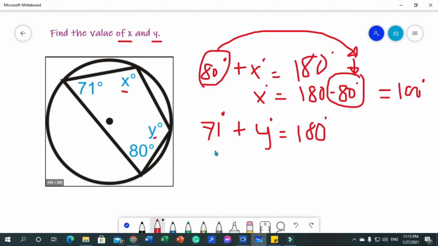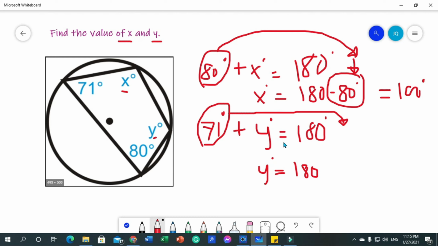Now let's get the value of y. Again, we want y to be left alone, so we have to transpose 71 to the other side, because they are like terms. They are both numbers, and y is just a variable, a letter. From positive, it passes through the equal sign, and when it passes through the equal sign, it becomes negative. So, 180 minus 71. What is the value of y? That is 109.